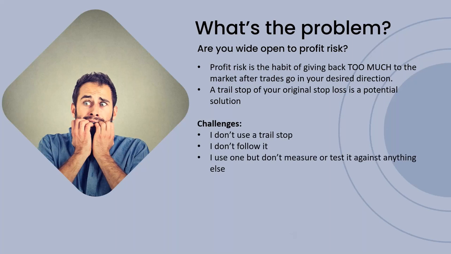There are various ways we can do this. So the bottom line challenges are: A, you don't use a trail stop; B, you've got one but you don't follow it; and C, you use one but you don't measure it or test it against anything else or any other alternative.